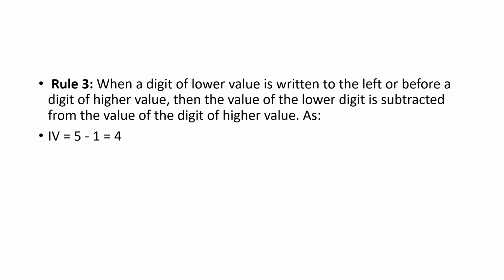When a digit of lower value is written to the left or before a digit of higher value, then the value of the lower digit is subtracted from the value of the digit of higher value. Like here we can see it's IV. So the smaller number is written to the left of the higher number. So it will be subtracted. So 5 minus 1. So IV means 4.